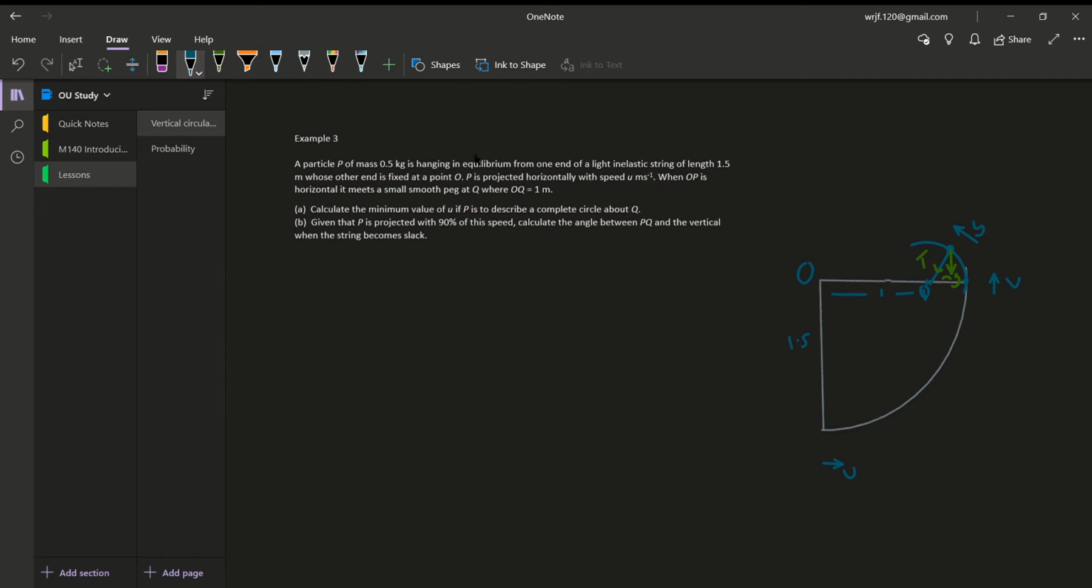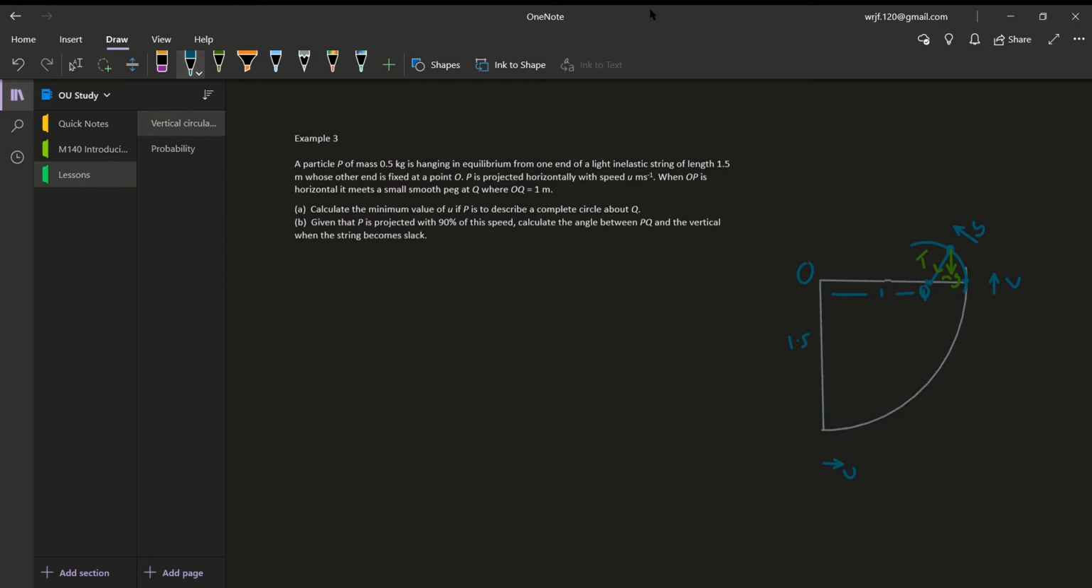Here's a worked example on vertical circular motion, another one. This is quite a lot trickier than the one that I've just done immediately before it. I thought it would be; the first one was a fairly straightforward one. This one's a much more difficult one. I thought you'd get a bit of a look at a range of things.